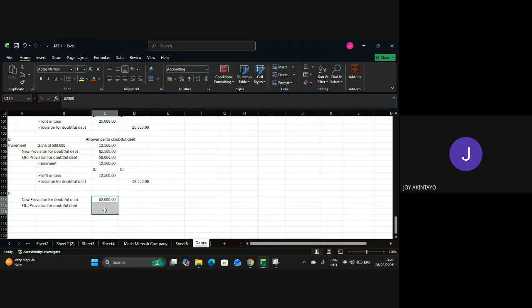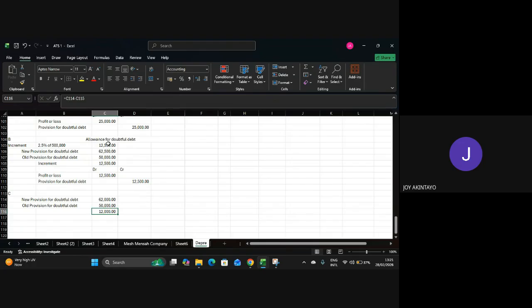And then we have old provision to be 50,000. So difference is, what is the difference of 62,000 and 50,000? What's the difference, please? So we have 12,000 cedis.